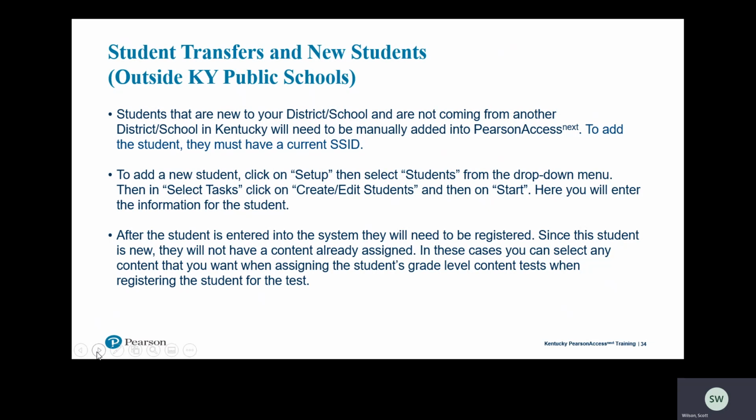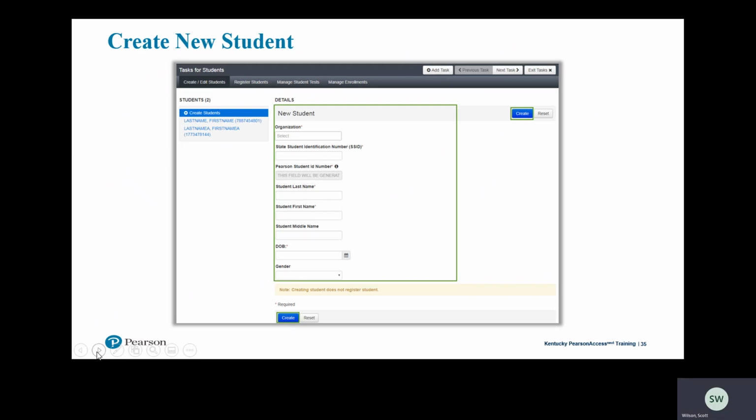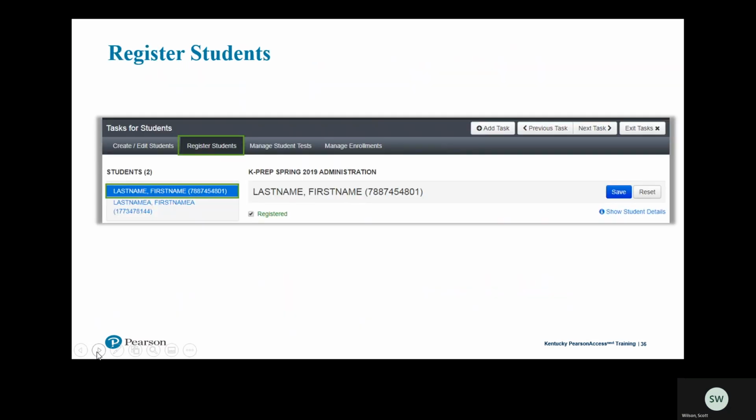After the student is entered into the system, they'll have to be registered. And since the student is new, they do not have a content already assigned. In these cases, you can select any content that you want when assigning the student's grade level content tests when you are registering the student. Here is an example of that screen that you will see when you are registering or entering a new student. And once that new student is entered, you'll have to register them.